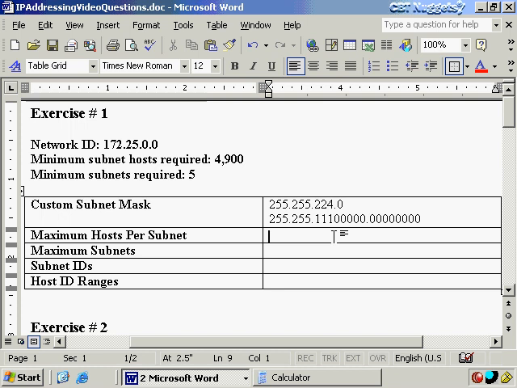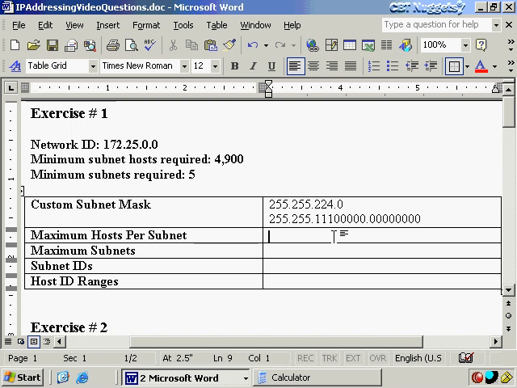Well, it looks like I've got that solved for the hosts per subnet. I've even got some room for growth there, with up to 8,000 per network. But how about the maximum number of subnets that I could use? Well, I've got 3 bit positions used here, so again I'm going to use the calculator. 2 to the 3 equals 8, so I'll put 8 down here. That's the maximum number of subnets that I could use.